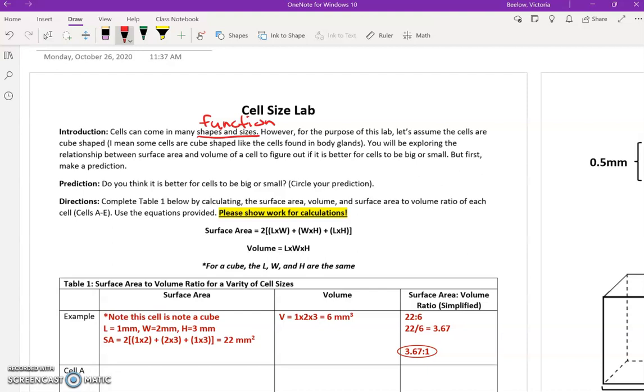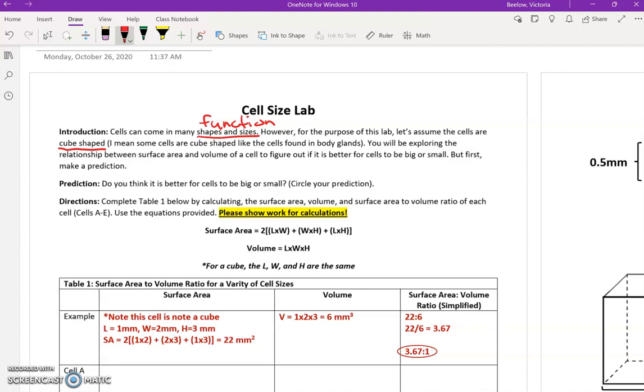However, for the purpose of this lab, we're going to be focusing on cells that would be cubed shape. There are cells in the body that are cubed shaped. They are called cuboidal cells, and these are found in body glands. So there are cubed shaped cells.